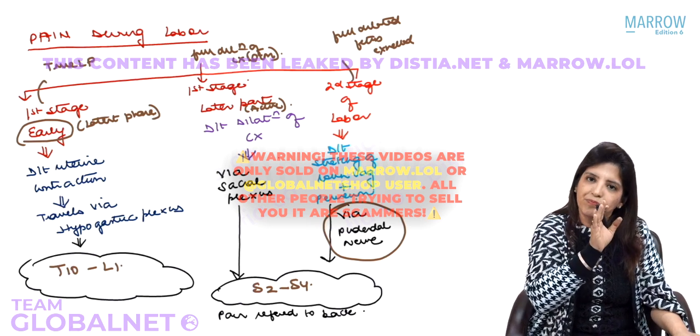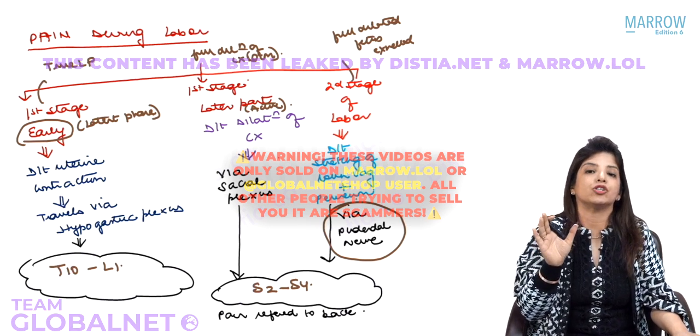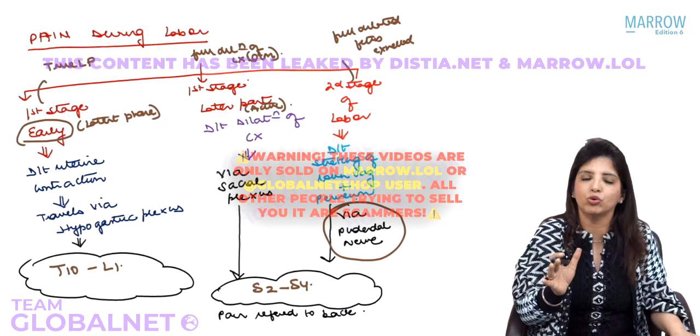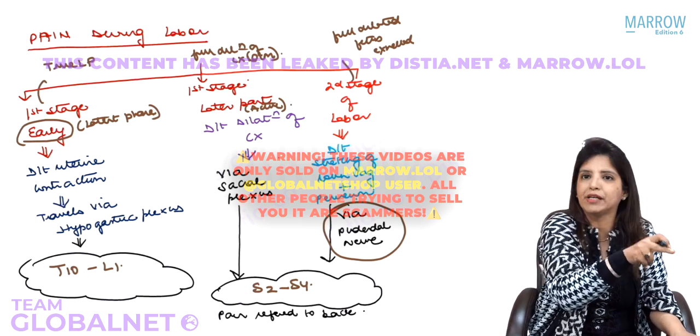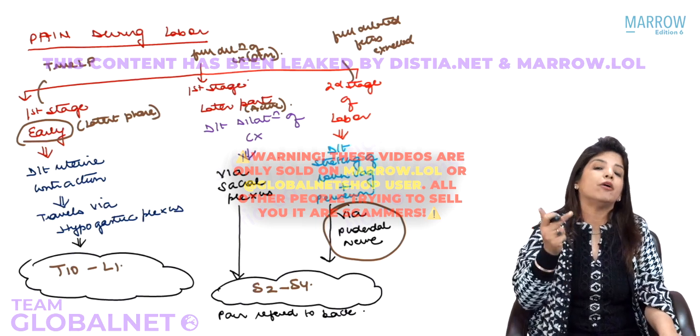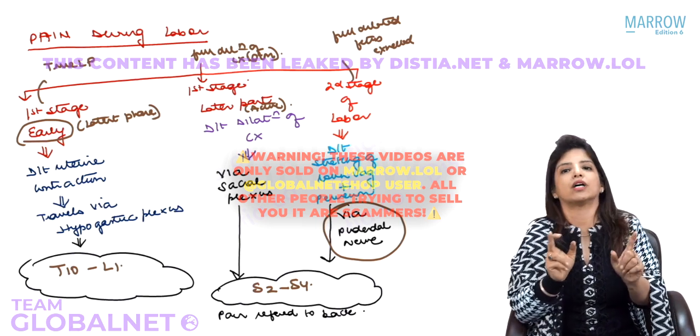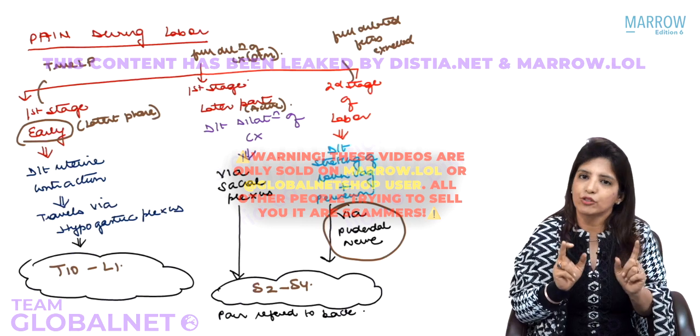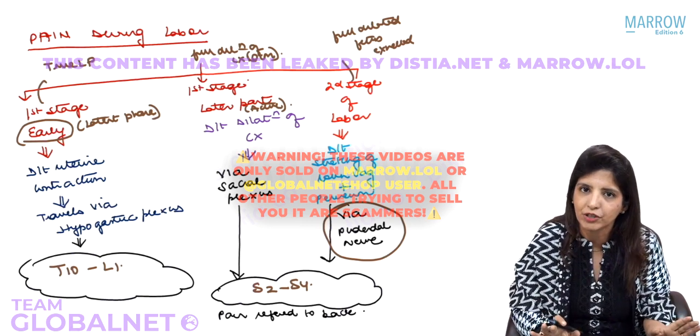Whereas in the second stage of labor, pain is due to stretching of the perineum and the lower vagina, and that is not mediated by the sacral plexus or the pelvic plexus. That is mediated by the pudendal nerve, although the nerve roots are the same, S2 to S4. Till here, have I made myself clear?